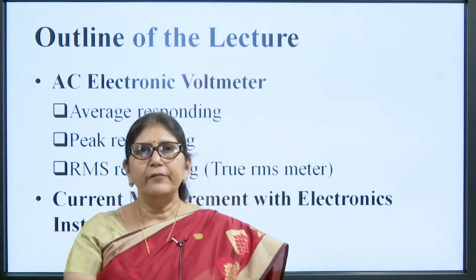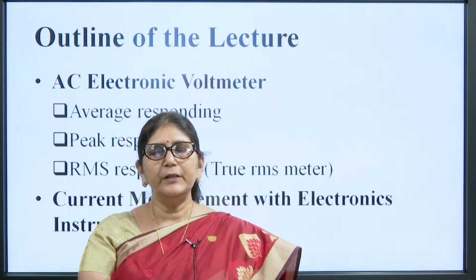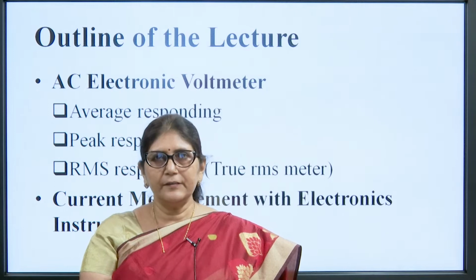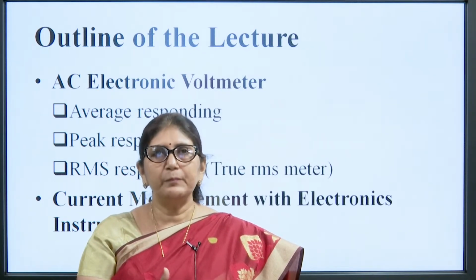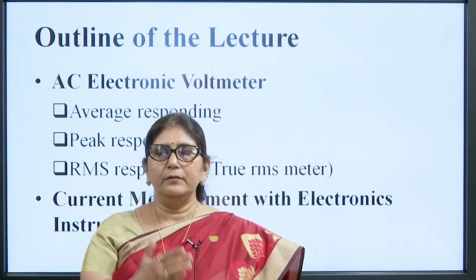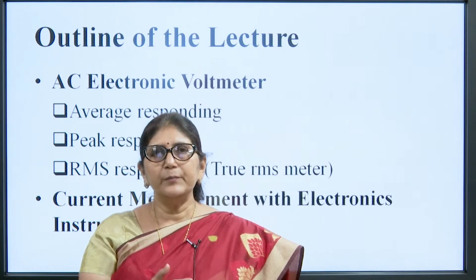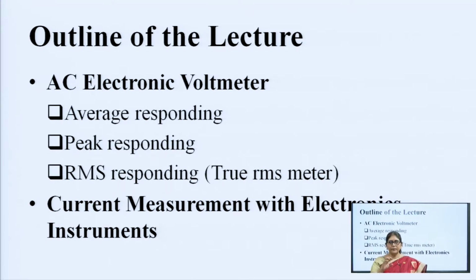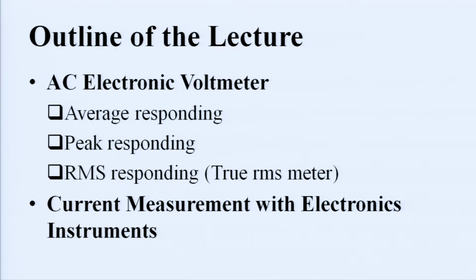So, in this lecture I will discuss the AC electronics voltmeter, that is representing the average value of the AC signal. Then I will discuss the peak responding voltmeter, that will show the peak value of the input voltage, and then the RMS responding voltmeter, that means the meter that we are using, the same PMMC instrument for all this, but it will show the true RMS value of the input signal. Then we will look at current measurement with electronics instruments.